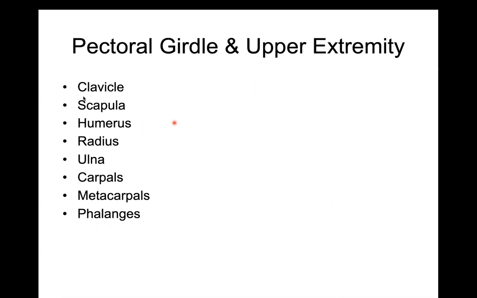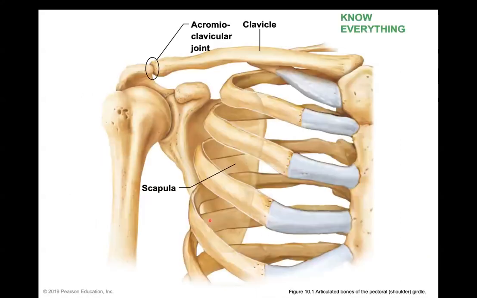So first, we'll go over the pectoral girdle in the upper extremity. So we have the clavicle, or your collarbone, the scapula, or your shoulder blade, the humerus, which is the bone in your upper arm, the radius and ulna, which make up your forearm. Next, we have the carpals, which make up the bones in your wrist. Then we have the metacarpals, which are the bones found in the palm region of your hand. And finally, we have the phalanges, which make up the bones in your fingers.